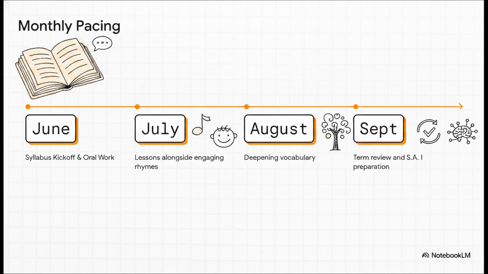Then, by July, we introduce some really engaging rhymes. In August, we deepen that vocabulary, and September is dedicated entirely to a term review. This setup is crucial because it ensures your students build their language skills incrementally without ever feeling overwhelmed right at the start of the year.